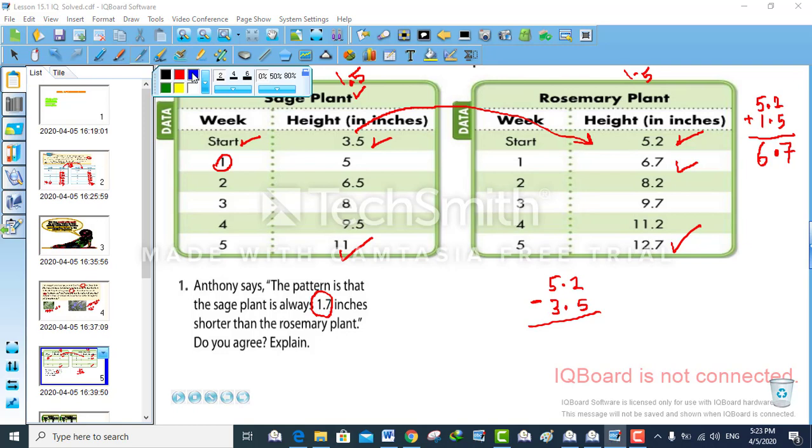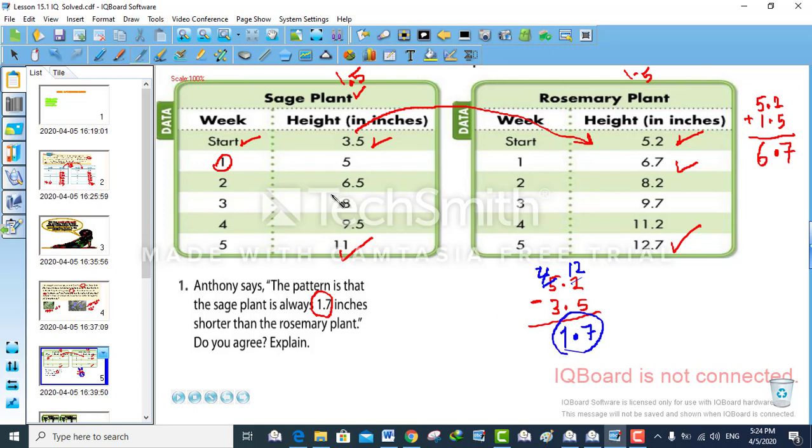2 minus 5, no one tell me it's 3. No, I will go to the 5 to borrow 1, and the 2 will be 12. So 12 minus 5 is 7, then decimal point, then 4 minus 3 is 1. So yes, the difference between the sage plant and the rosemary plant is 1.7 less. This one is less than the other one by 1.7. So the answer is yes, I agree with this.